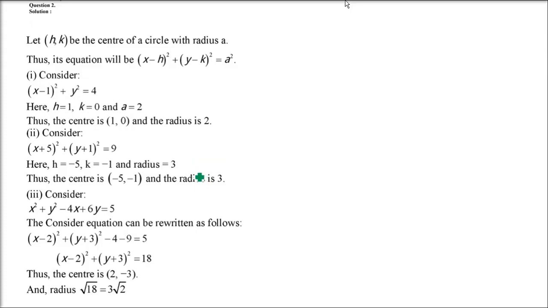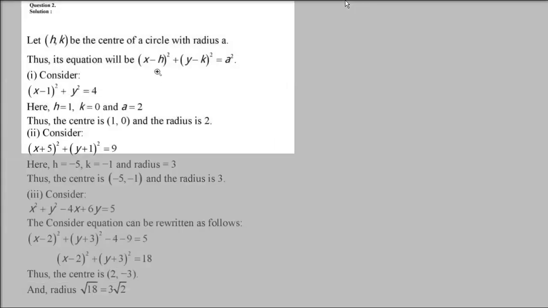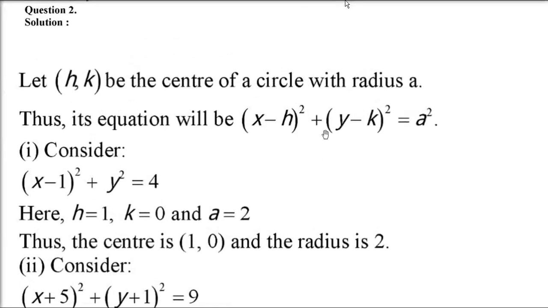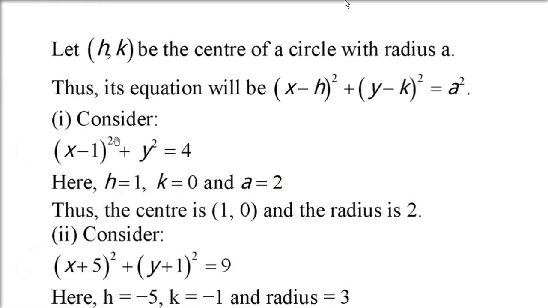Here we have question number 2. There are 4 parts here. What we have done in the first question, this is the converse or the reverse. We are given the equation, and from here we have to find out the center and radius. So whichever equation is there, you try to make it as (x minus h) whole square plus (y minus k) whole square equals a square.